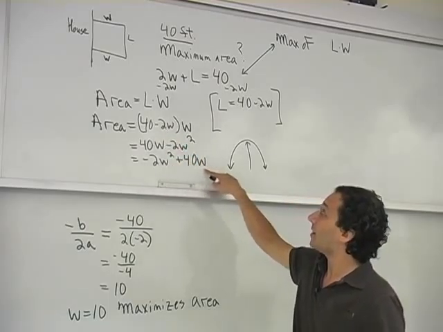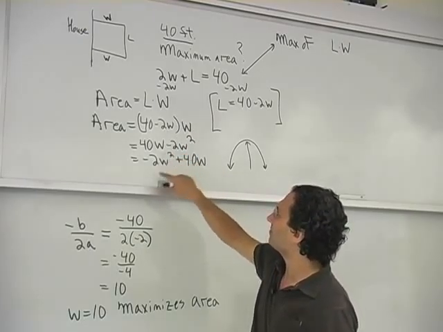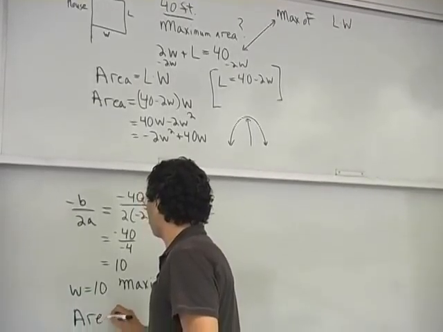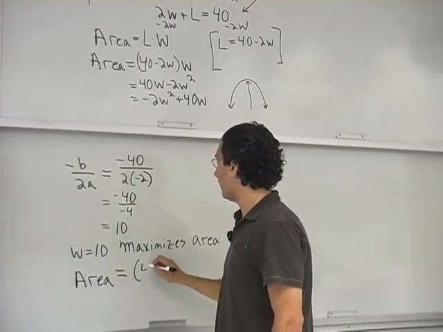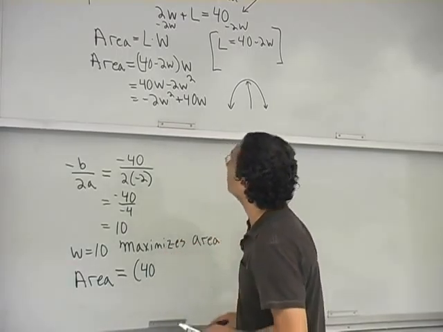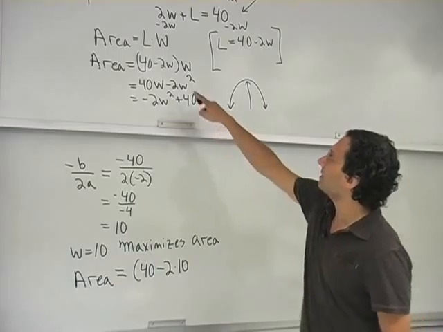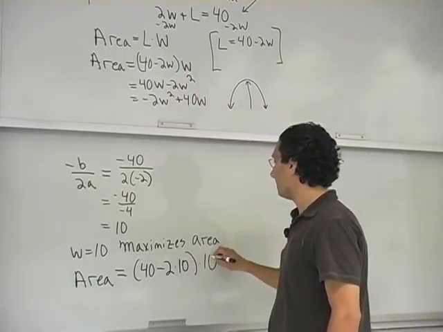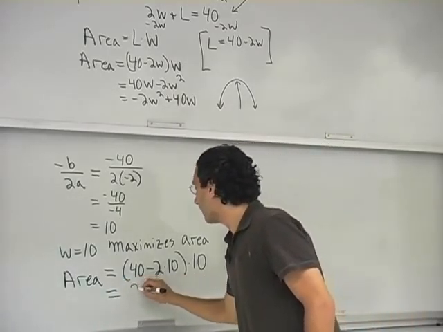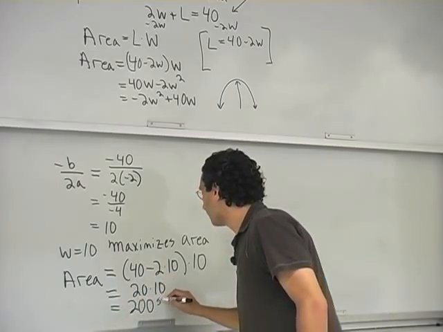I could plug it in here, and that would be fine. But for me, it's always easy to just multiply one thing, rather than to multiply, and then add, and then multiply. So the area then is equal to 40 minus 2 times 10, just sticking a W in, times 10. 40 minus 20 is 20, times 10 is 200 square feet.